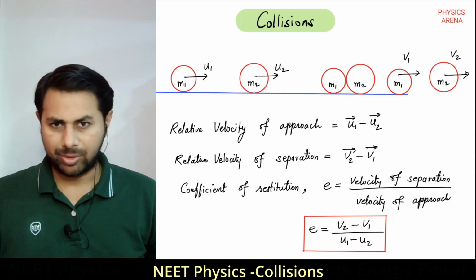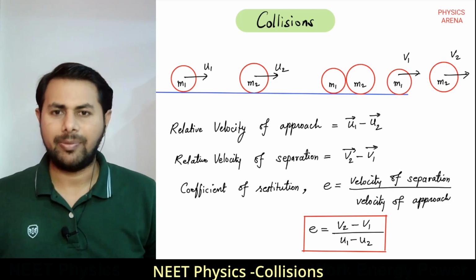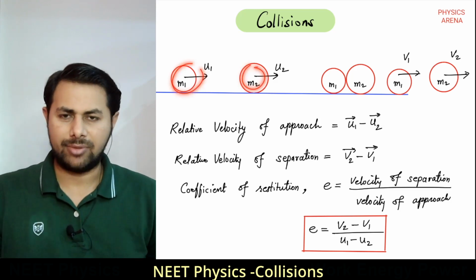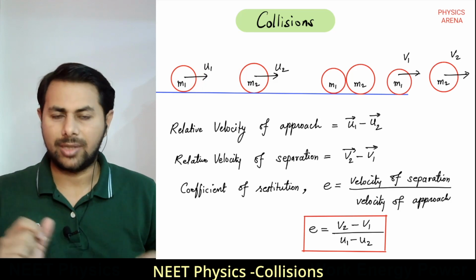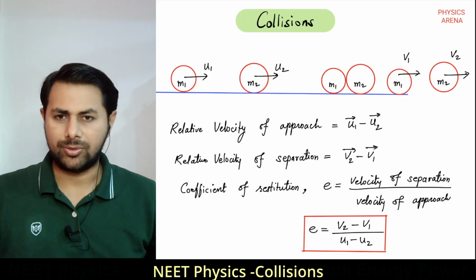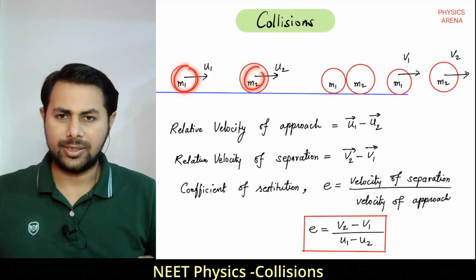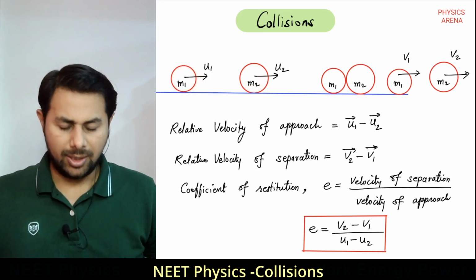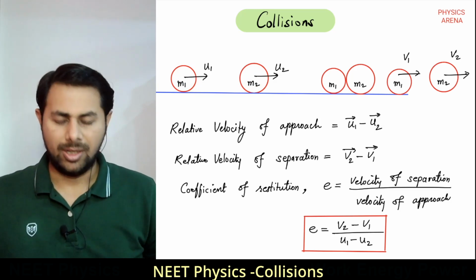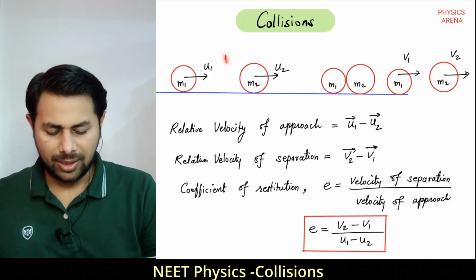Now there are two types of collision. One is elastic collision, one is inelastic collision. In an elastic collision, the total momentum before the collision is equal to the total momentum after the collision, and also the total kinetic energy of these two masses before the collision is equal to the total kinetic energy after the collision. So both momentum and kinetic energy are conserved in an elastic collision.